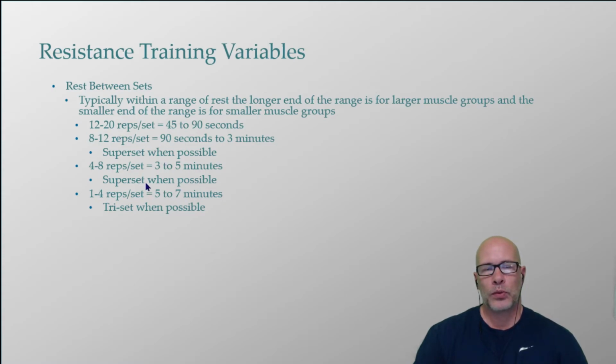And as rest periods between sets become longer, in order to be time efficient, you can begin supersetting, or in other words, going back and forth between two separate muscle groups, or tri-setting as you get down into the 1 to 4 or maybe even the 1 to 6 repetition range, where you might perform legs, back, and chest, and then head back to hit legs again, because by the time you do that, usually a good 5 to 7 minutes have gone by.